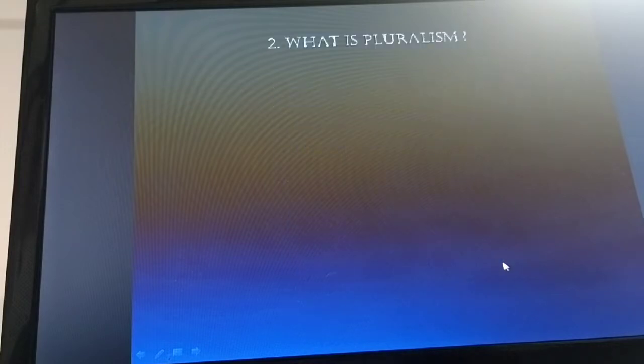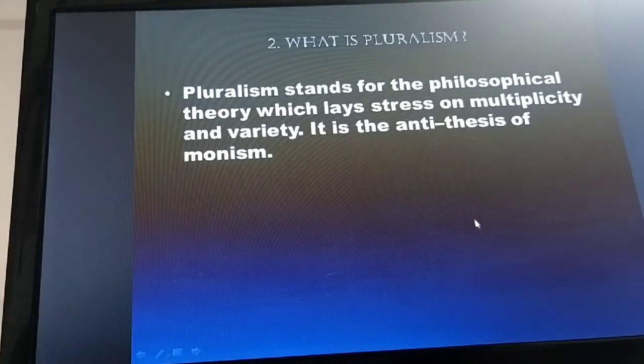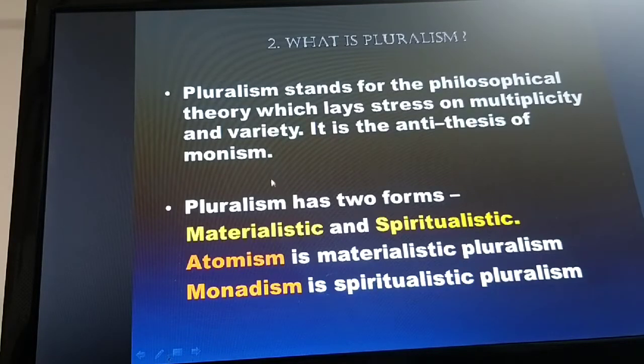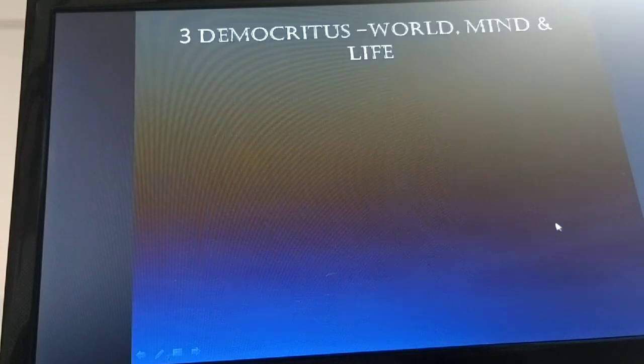Now you have heard the names of these three philosophers. Now let us see what is pluralism. Pluralism stands for the philosophical theory which lays stress on multiplicity and variety. It is the antithesis of monism, as I have explained. And there are two divisions of pluralism, materialistic and spiritualistic. Atomism is the materialistic pluralism, and monadism is the spiritualistic pluralism.